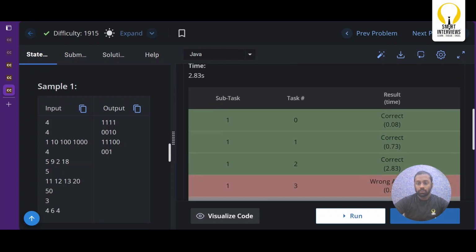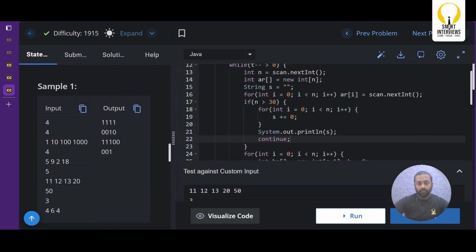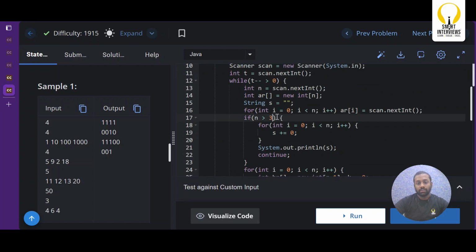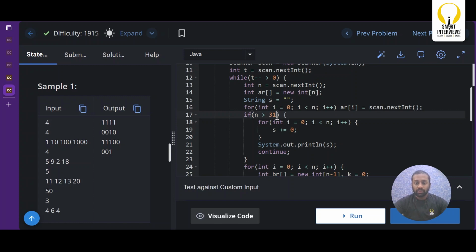Wrong answer. Why do you think so? Well, if there are 31 elements, then you can remove one element and then make it valid, right? Because we know that if there are 30 elements, then it is valid. Then if there are 31 elements, obviously I'm going to remove one element each time. So still there is a chance that it can be valid. So I need to check if it is greater than 31. Let's see.